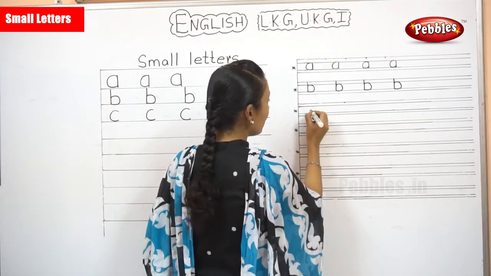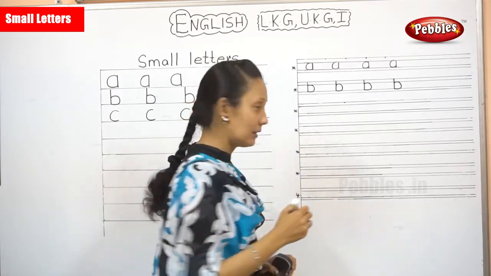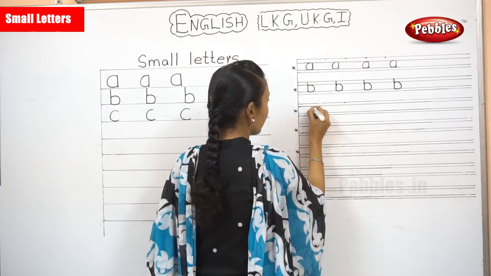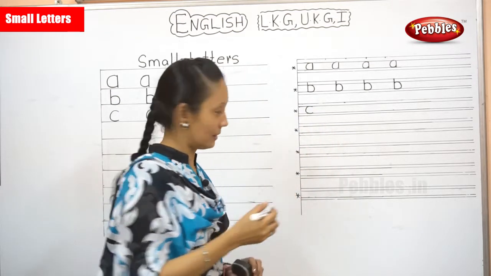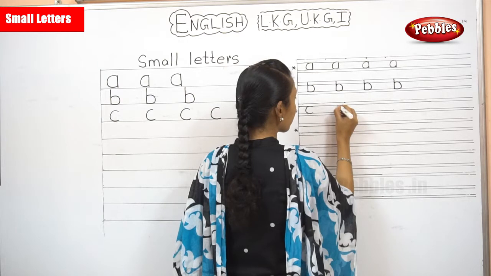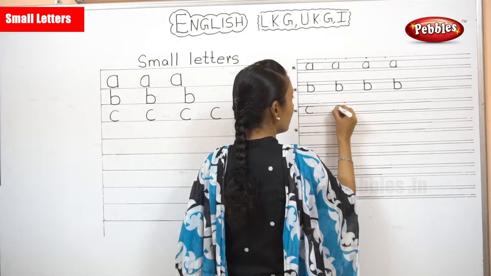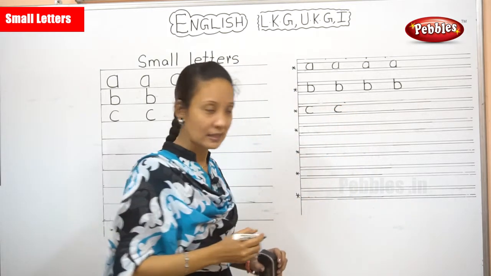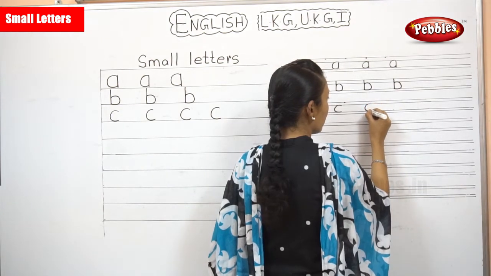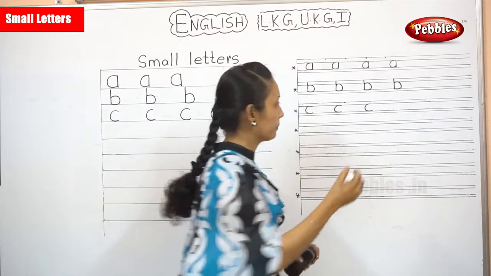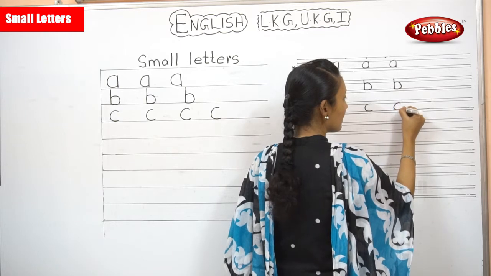Now you will write your C into your second line and into your third line. You start. What alphabet is this? Yes, C, small c. Again, this is easy, a simple curve. This is small c. Once more, small c. You need to write it into your second and third line.